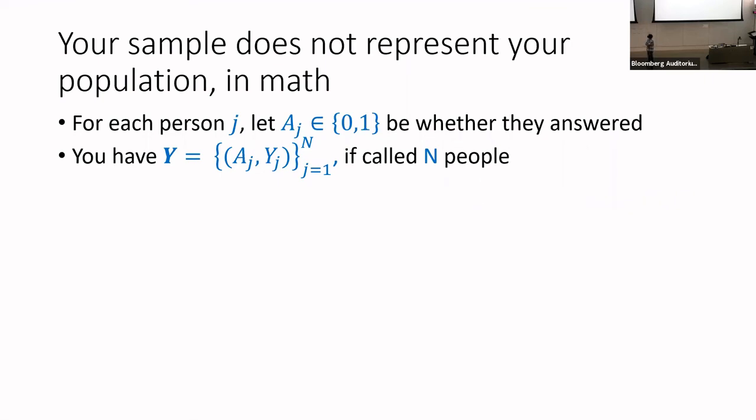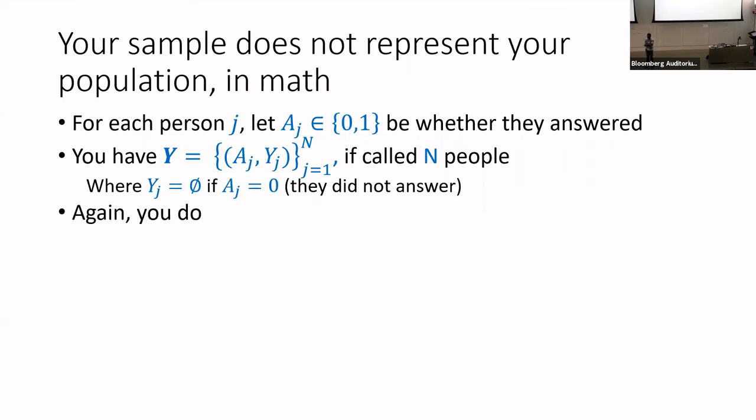Okay, so for each person J, let AJ be whether they answered. And then now the set of responses that you have is not just the set of YJs of the people who responded, but rather you have, for each person, whether they responded. And then if they responded, you have what they responded with. And of course, if they didn't respond, then you have a null there.